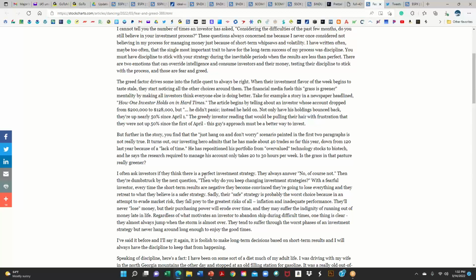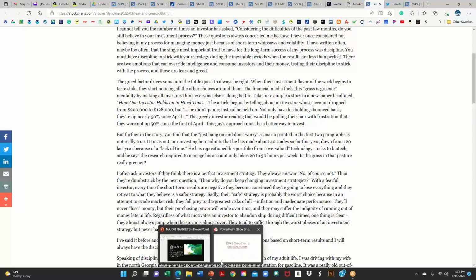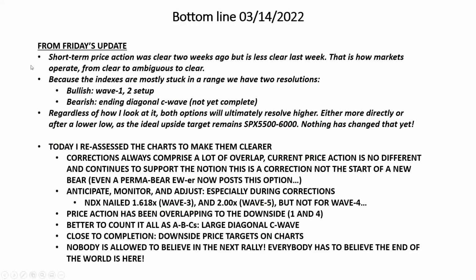But I really want to point this out because I think this is a fantastic article that is as timely as it ever can be, considering where the markets are and where sentiment is. Okay, so I hope you're going to enjoy that little extra bit of information.